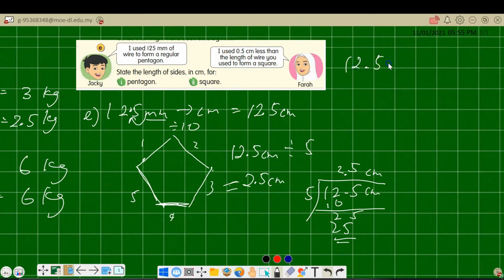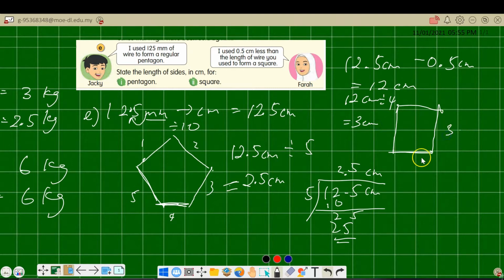Now Farah said she used 0.5 cm less. So we take 12.5 cm, the pentagon, minus 0.5 cm, so we get 12 cm to form a square. Now we know that square has 4 sides and they are all equal. So you divide 4, 12 cm divide 4, so each side is 3 cm. 3, 3, 3, 3.